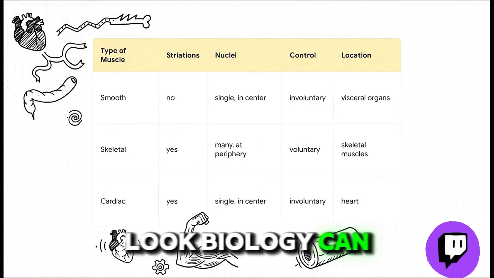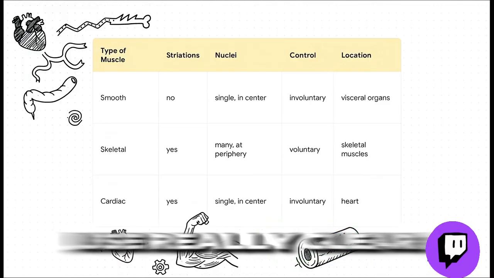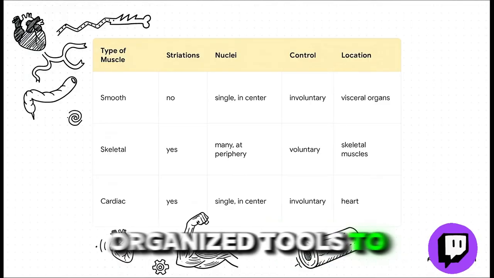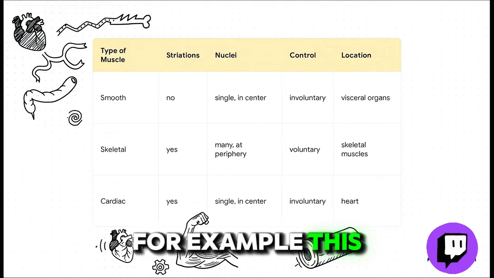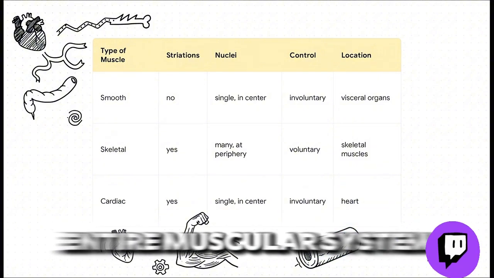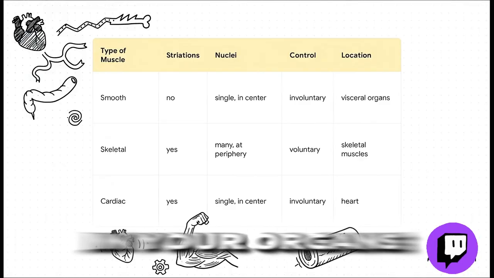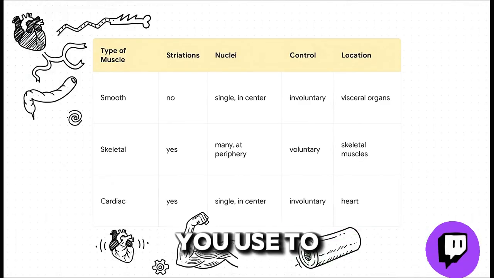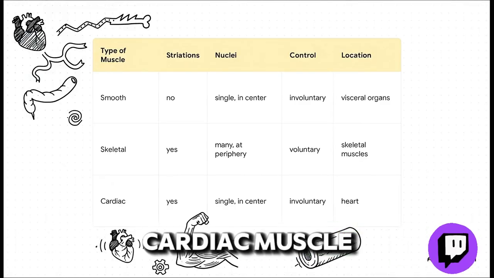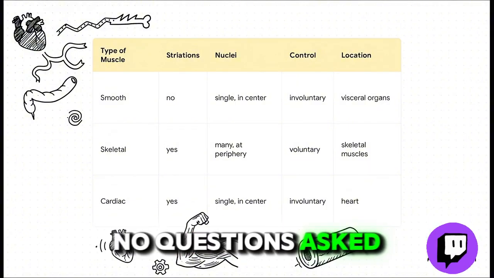Look, biology can get complicated, right? So we're going to use really clear, organized tools to break it all down. For example, this simple table breaks down your entire muscular system into just 3 types. You've got the smooth muscle in your organs, the skeletal muscle you use to move, and the amazing cardiac muscle that just keeps your heart beating, no questions asked.